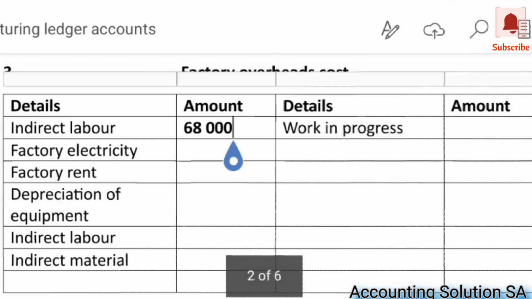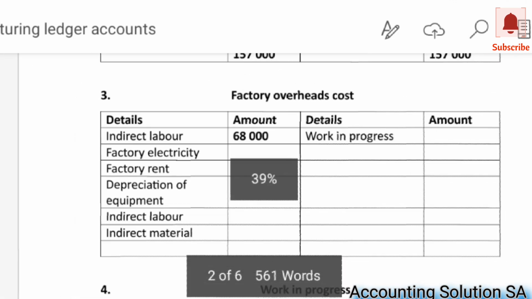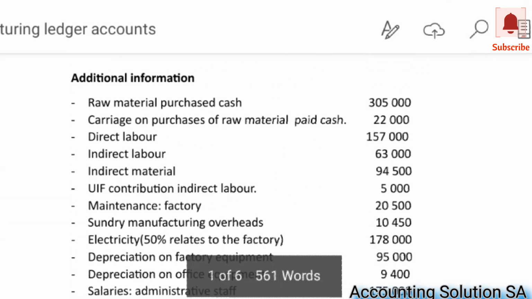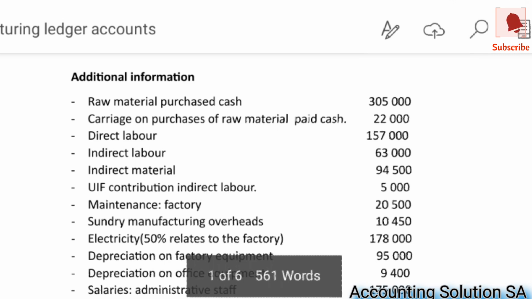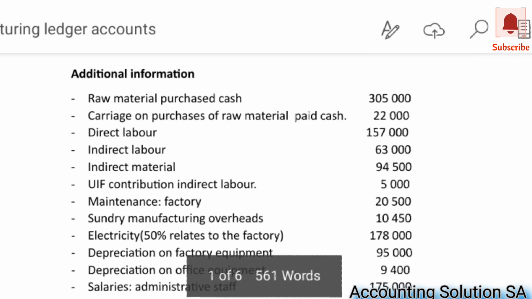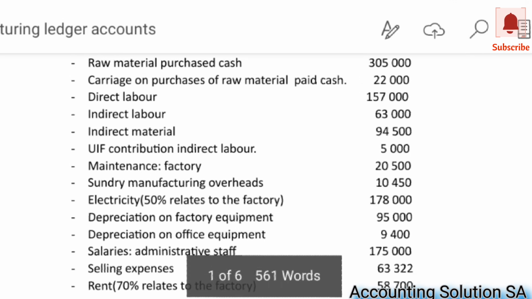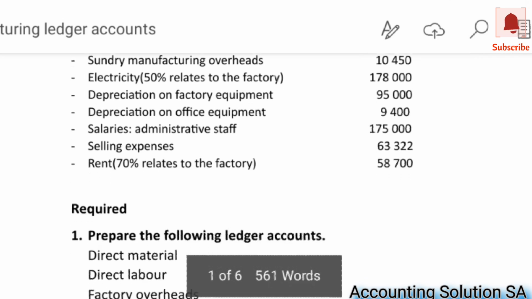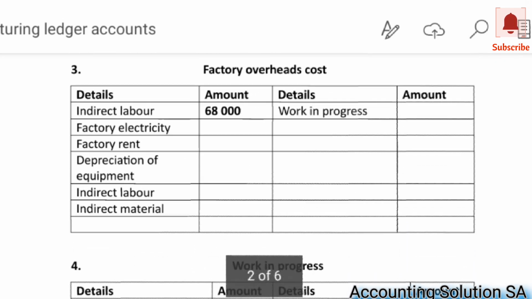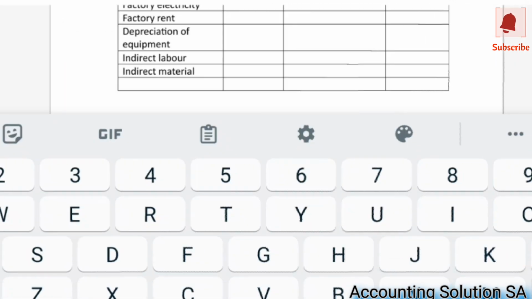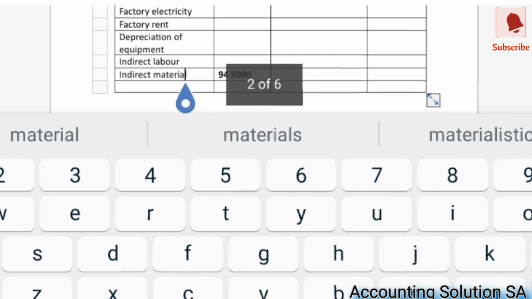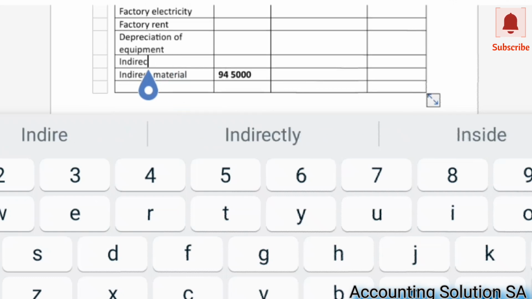Simple as that. Then now let's take another transaction. Another transaction, they said indirect material. If it's indirect material, guys, and we paid any carriage or purchase costs, you have to combine them. In this case we don't have any, which means that indirect material is 94,500. Indirect material, 94,500.